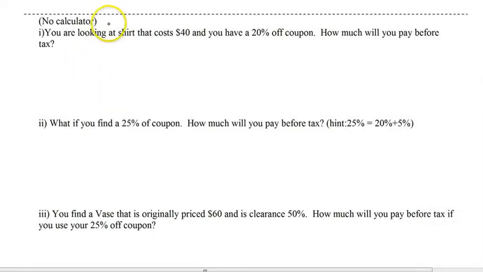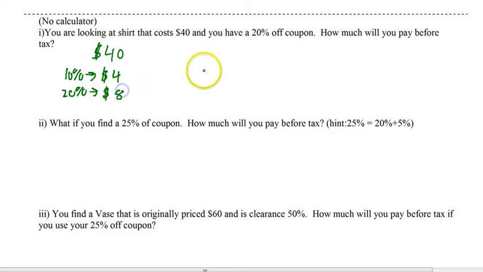So here's how we do it. Well, we have $40. And like I said before, we always want to find 10% first. It gives us the clean start. And we know that's $4. So now we can find 20%, which is double that. It's $8. So our sale price would be 40 minus 8, which is $32. That's how much the shirt will cost.